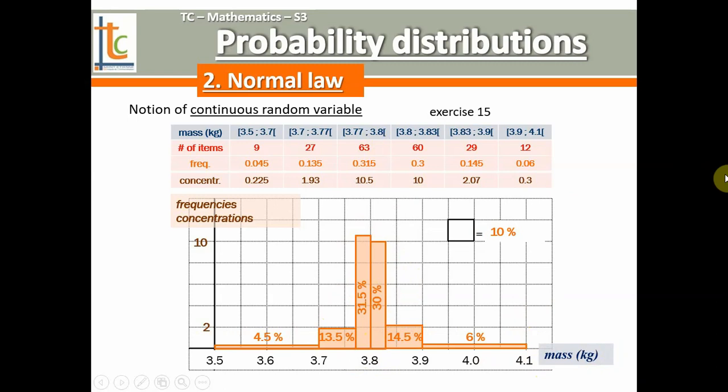Now, in this kind of graph, how could we calculate the probability that an object chosen at random would have a mass between 3.5 and 3.77? This probability would be the sum of the corresponding frequencies, 4.5% and 13.5%. In this scheme, these frequencies represent the areas of both rectangles, the first and the second one. And you can see that you are calculating an area to calculate the probability. So it's a first way to approach the notion of continuous variable and of reading a graph in this context.